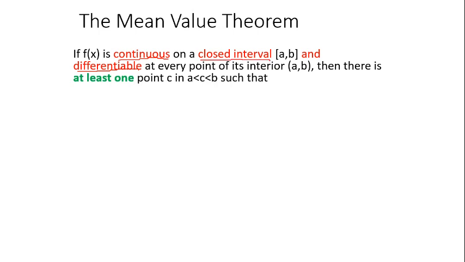If those three conditions are met, then there is at least one point, again, it comes from Rolle's theorem, so we don't know how many points there are, but there is at least one point, c, on the interior, where the first derivative at c equals the average rate of change between the endpoints, f(b) minus f(a) over b minus a.